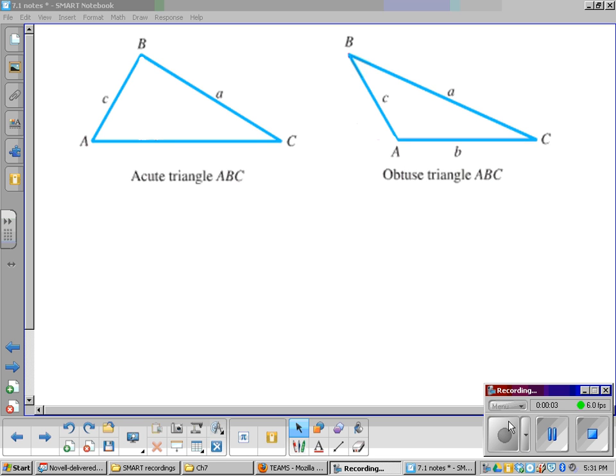Before we start just using the law of sines, let's take a moment to see where it comes from. There's two reasons for doing this. Not that you're going to have to show me where it comes from, but seeing that it does come from somewhere may help you to remember the formula.